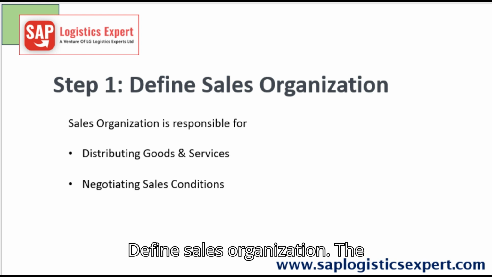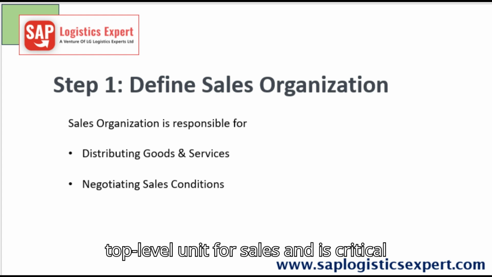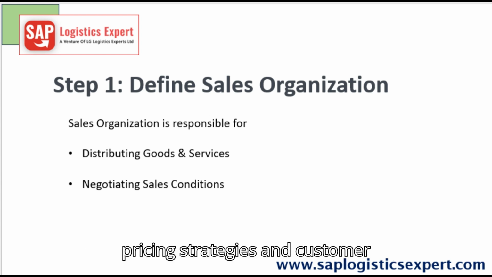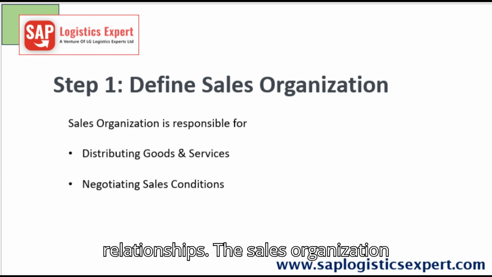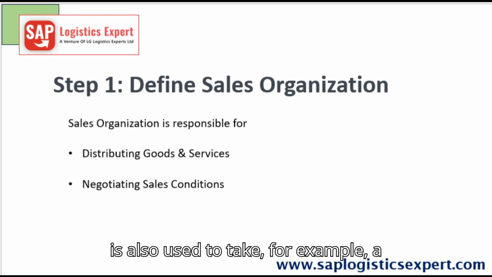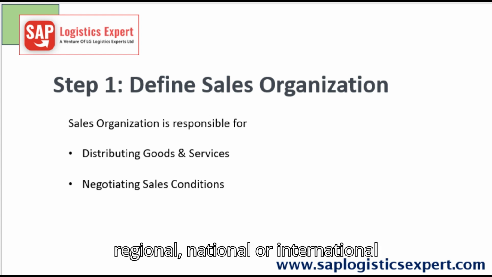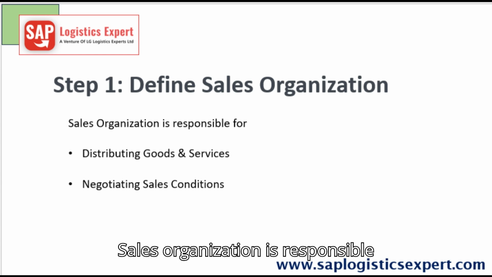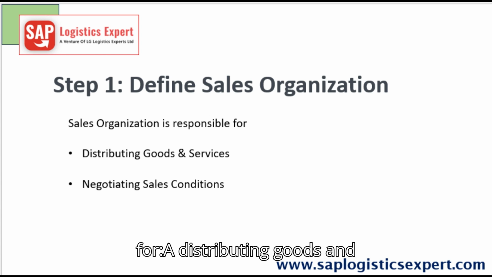Step 1. Define sales organization. The sales organization represents the top-level unit for sales and is critical for managing sales processes, reporting, pricing strategies, and customer relationships. The sales organization is also used to take, for example, a regional, national, or international subdivision of the market into account. Sales organization is responsible for distributing goods and services and negotiating sales conditions.